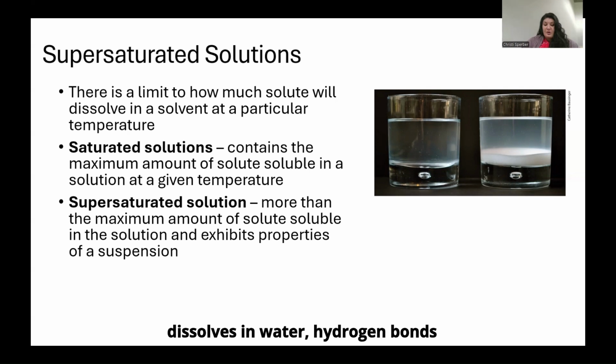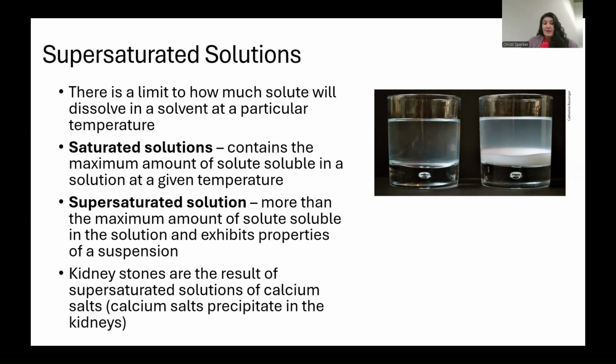When sugar dissolves in water, hydrogen bonds between the sugar molecules are replaced with hydrogen bonds between sugar and water molecules. If we continue to add sugar, though, we eventually run out of water molecules to hydrogen bond with the sugar molecules, and the sugar molecules retain their forces of attraction between each other, and they just settle out at the bottom and don't bond to those water molecules to be solvated. Kidney stones are the result of supersaturated solutions of calcium salts, and the calcium salts precipitate out of solution within the kidneys, and you get those kidney stones.